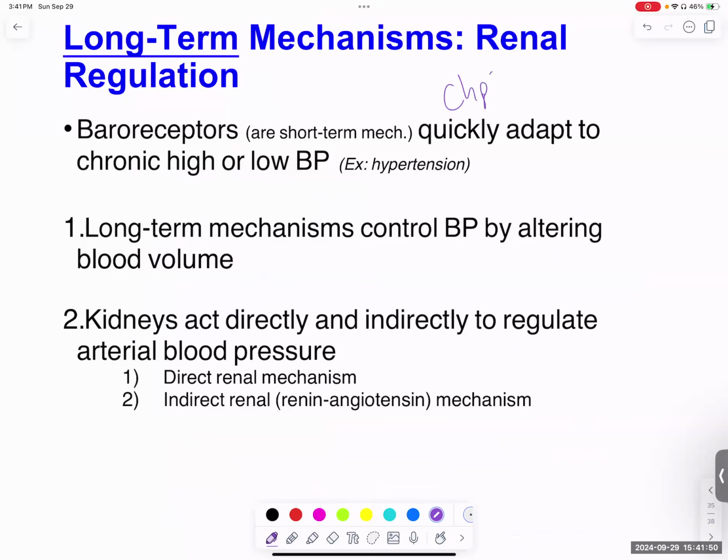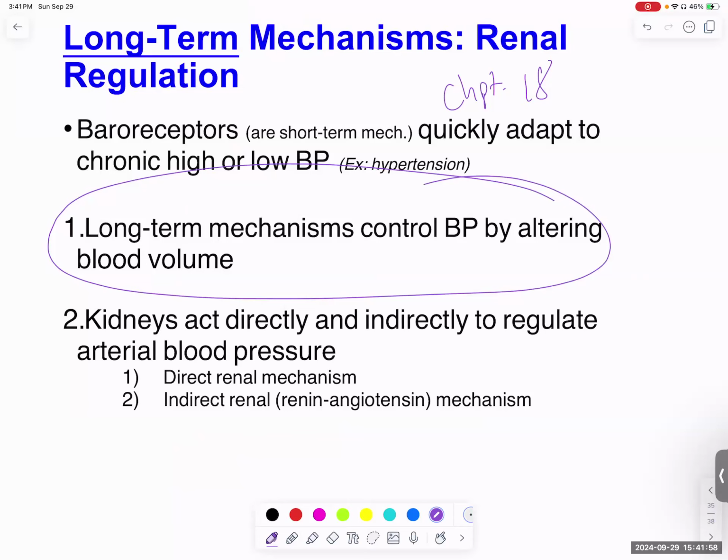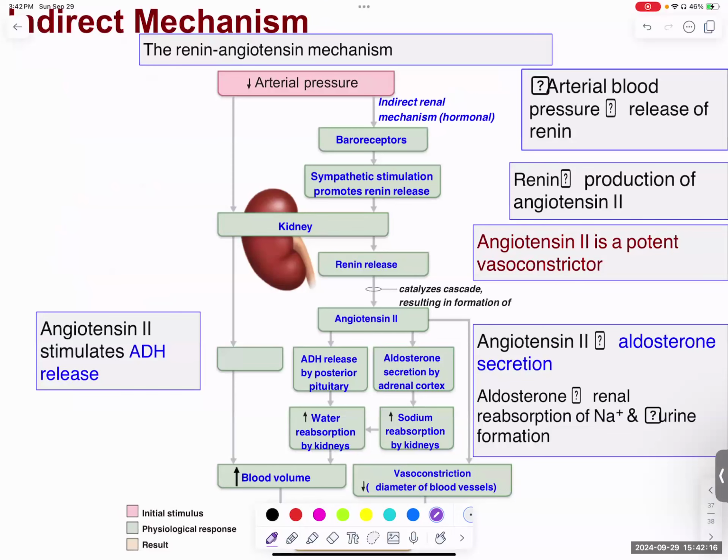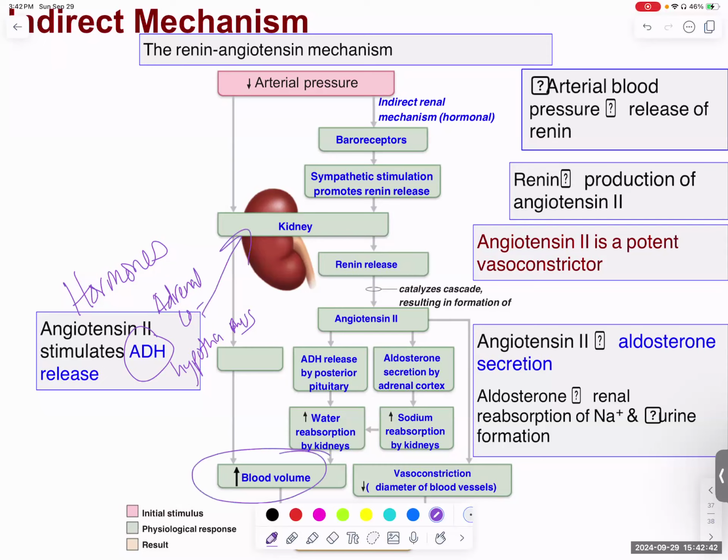Long-term regulation, again, we get into this in chapter 18. That is going to be controlled by the renal system, the kidneys, controlling blood volume. And so the direct renal mechanism is if you create less pee, you're going to increase blood volume. If you pee out more, you're going to decrease blood volume. So controlling blood volumes through the kidneys. Indirect, we're dealing with hormones. Angiotensin II from the adrenal cortex, antidiuretic hormone from the hypothalamus via the pituitary. These are going to affect kidney volumes, which affect blood volume.